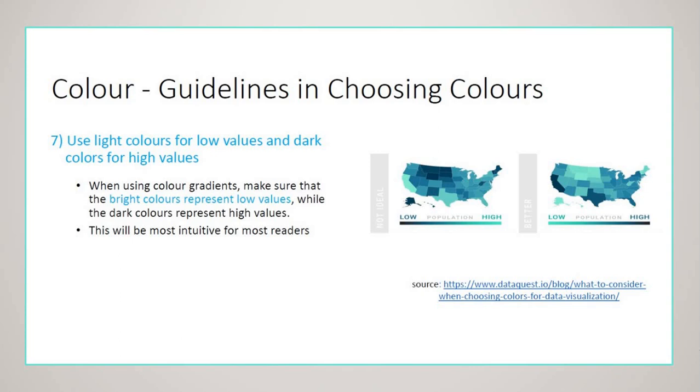Okay, next one. Use light colours for low values and dark colours for high values. Kebiasaannya bila kita nak visualize, dark colour ni untuk high value, light colour untuk low values. This will be most intuitive for most users. Kita automatic akan understand yang terang tu, yang gelap tu adalah untuk high value. Okay, yang pekat tu kan. Yang light tu untuk low value.